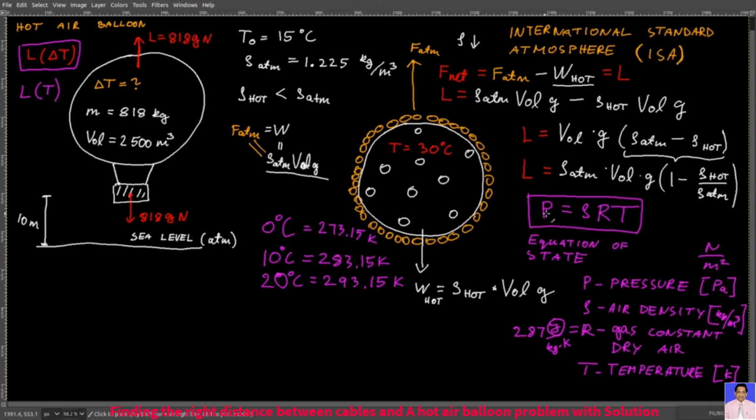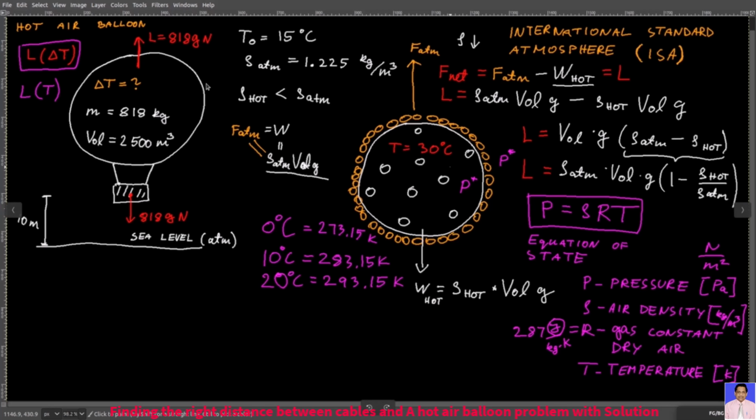And when you use this equation of state, then you can assume that pressure here equals pressure outside of the balloon. The difference in pressures between them is quite small, so it can be neglected. Try it out by yourself and then see the solutions in the next video. Thank you very much. Welcome back.